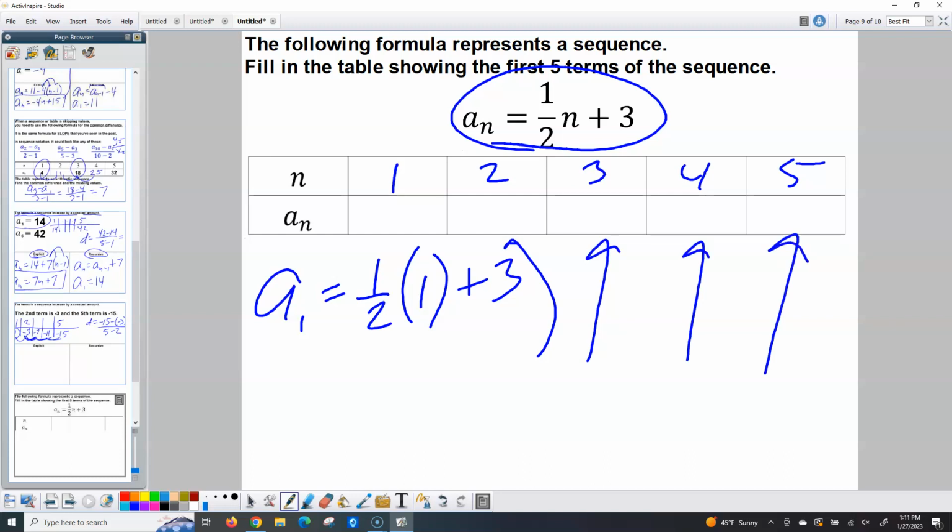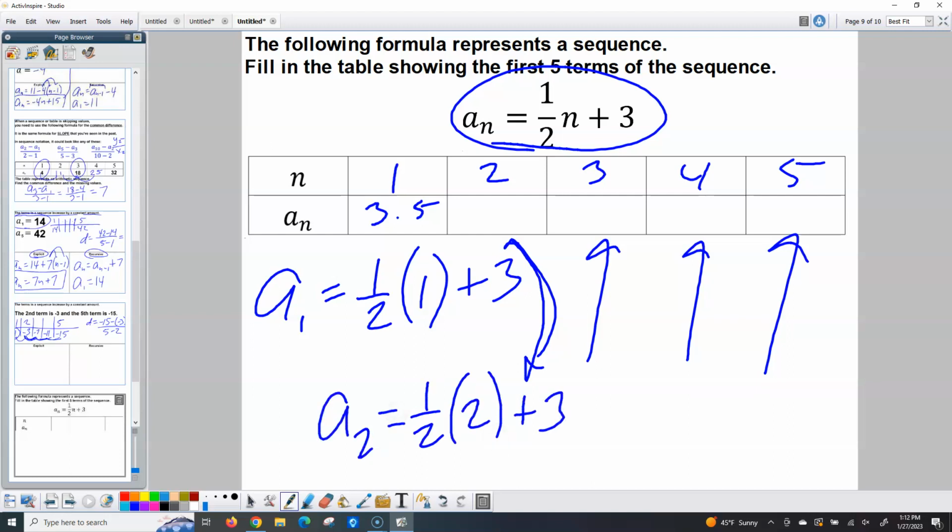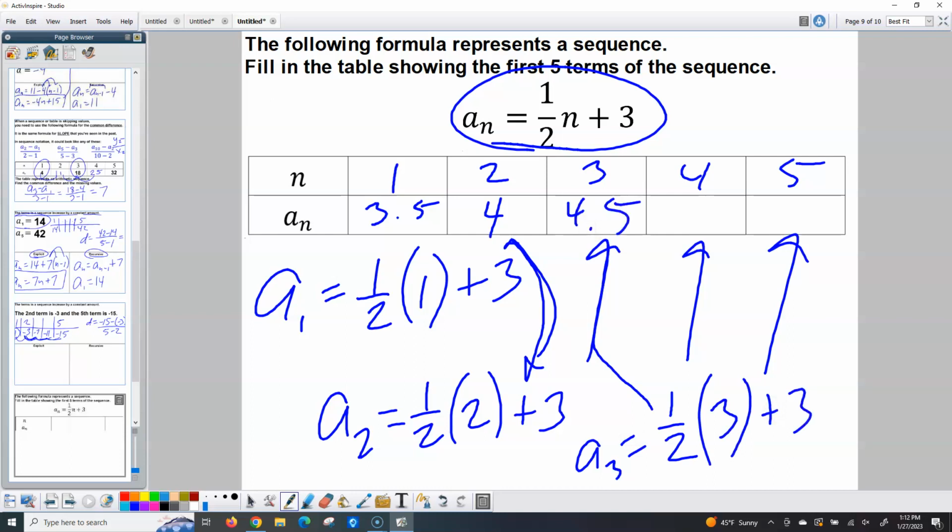So for the first term, it's 1/2 times 1. That's 1/2 plus 3. If you punch that in your calculator, you probably get 3.5. If you were to plug in 2 right here, that would be 1/2 times 2, so that's a sub 2 plus 3. I think that's going to give you 4. And if you were to plug in 3, that'd be a sub 3 equals 1/2 times 3 plus 3. I think that's going to give you 4.5, 5, and then 5.5.